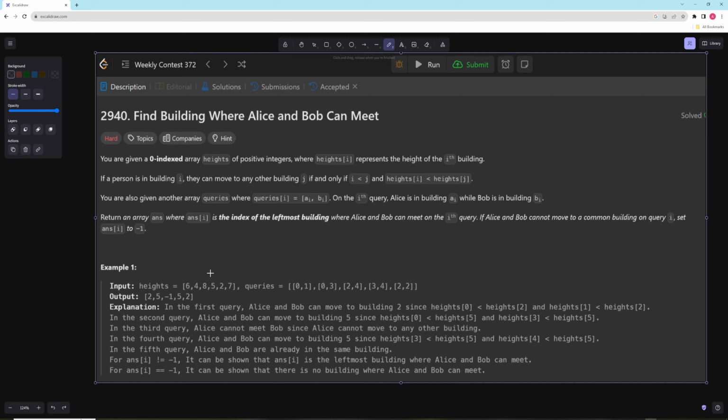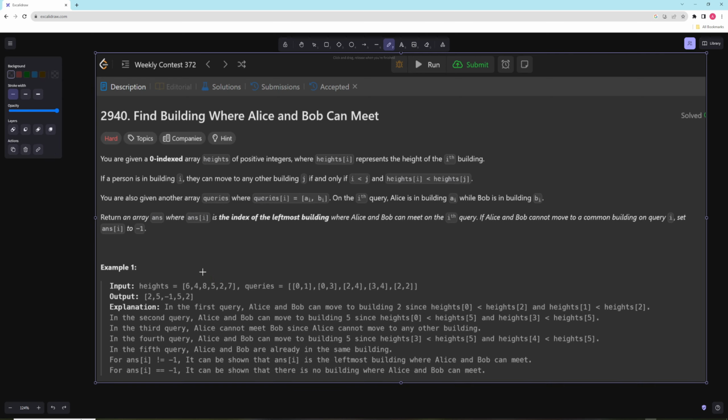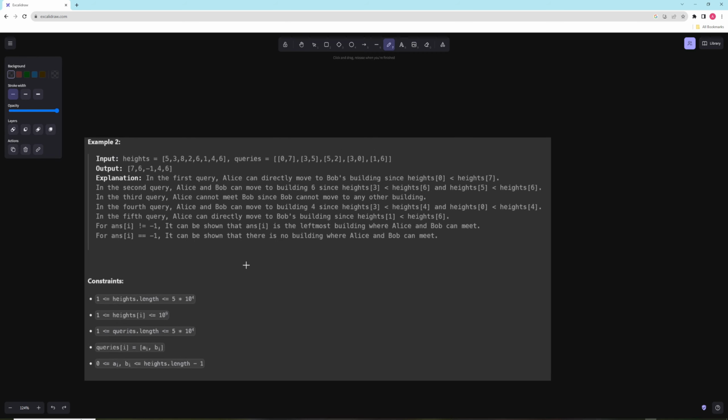Then we have 3 and 4, which is these two, so they have to meet over here again. The building has to be bigger than both of them, and to the right. And finally, we have 2 and 2, and they are both at the same building already, so that's just where they meet. Now let's go through this other example, because there are some cases we haven't really covered yet.